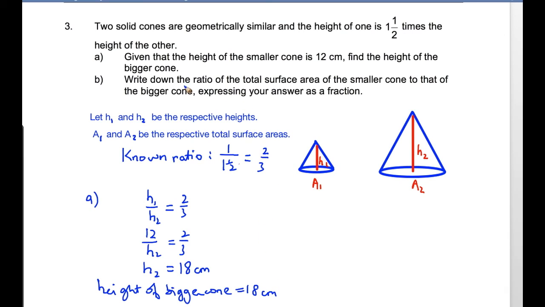Next, we need to find the ratio of the total surface area of the smaller cone to the bigger cone. The surface area A1 over A2 is simply the ratio of the known sides squared, which is 4 over 9.